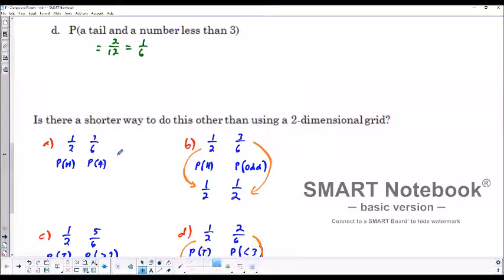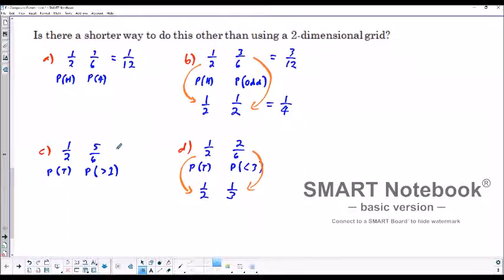Okay, so all of these, remember that this ended up being 1/12. This started out as 3 out of 12 before simplifying to 1/4. This was 5/12 probability, and this was 2/12 before simplifying down to 1/6. Okay, so I'm sure by now you've seen the pattern to see how all that works.